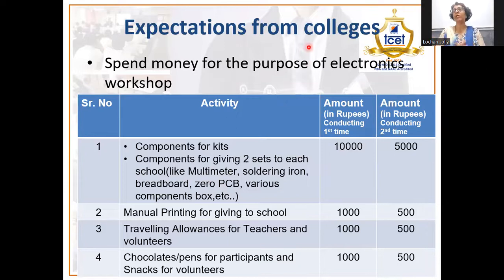That box may not cost much, but we need to give those components because certain schools have asked us, and that is how we understood that it was not only important to conduct it, but also important to give them for the students who are interested. So they keep it as a part of their science laboratory and they do it. So we give you the manual. You can give that manual to the schools.